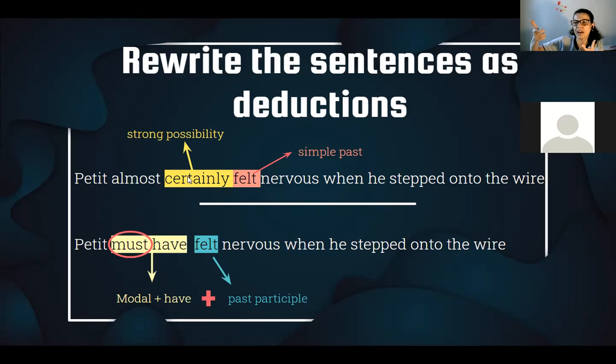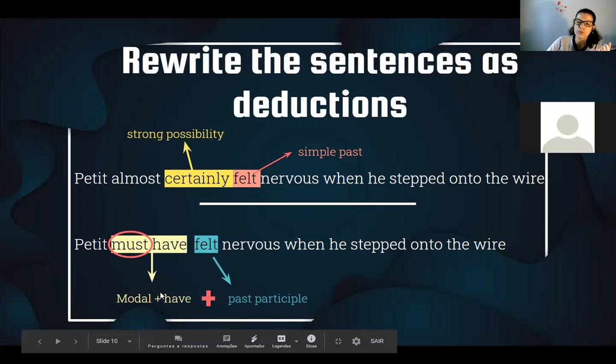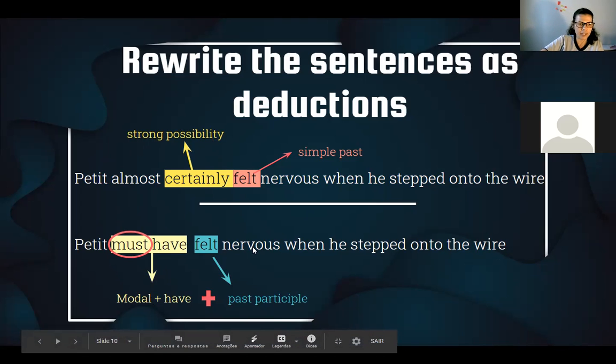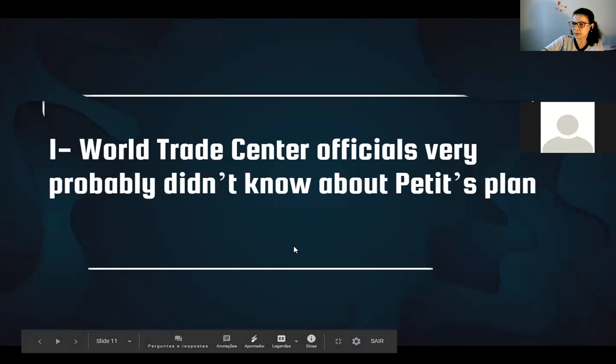When we rewrite this using the words, it might be: Petit must have felt nervous when he stepped onto the wire. So here we have a word that says what is the possibility, and that kind of word will say which modal I should use: must, might, may, or could. Okay, so let's do the exercise.